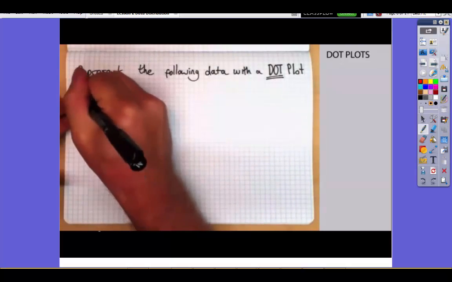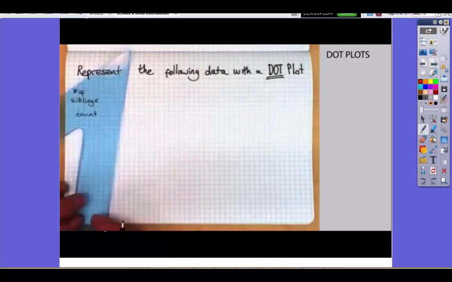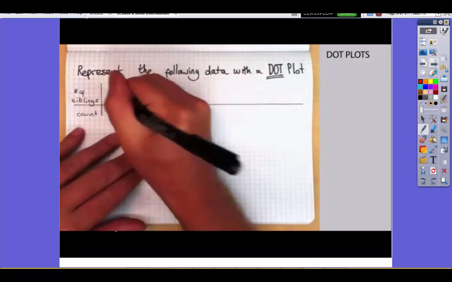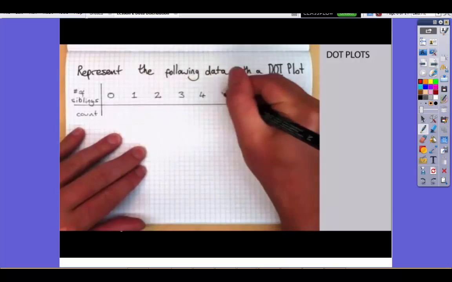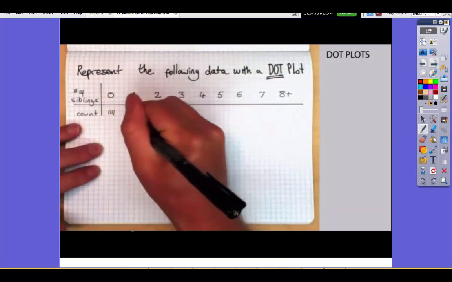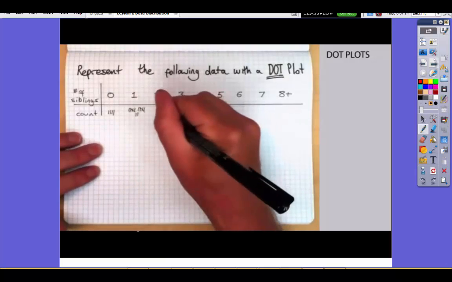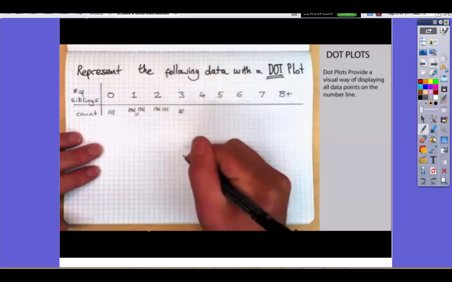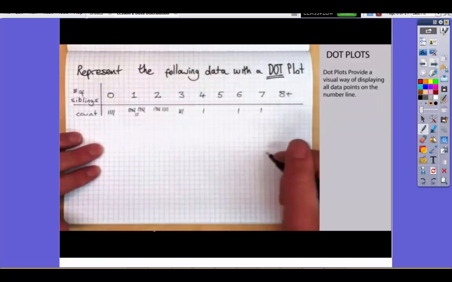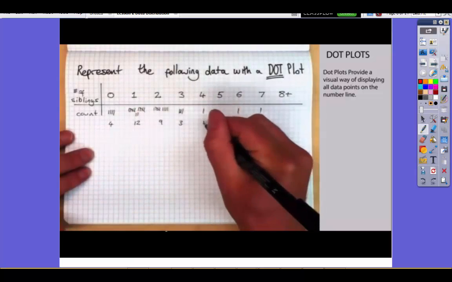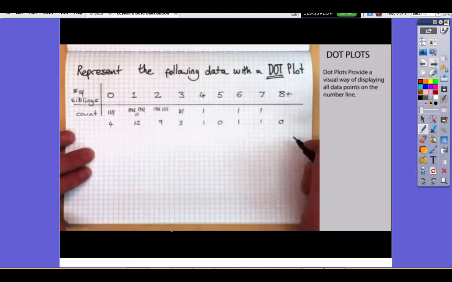So what we're going to record is the number of siblings. We're going to ask a class of children how many siblings they've got, and we're going to tally each response. So you can see that there are 4 people who are only children. 12 of them have 1 brother or sister. 9 have 2 brothers and sisters. 3 have 3. 1 person has 4 siblings. No one has 5 siblings, but we have 1 person with 6 and 1 person with 7, and 0 have 8 or more.